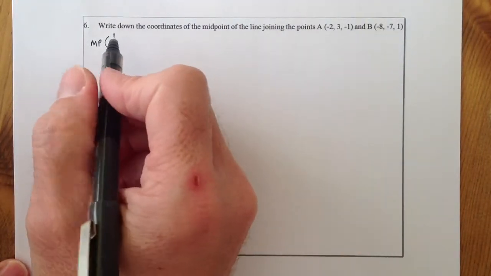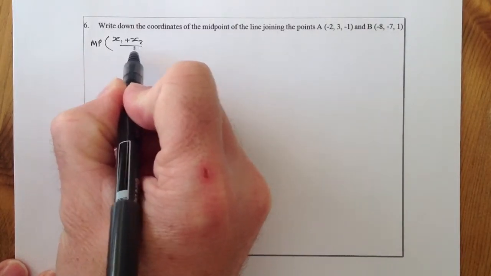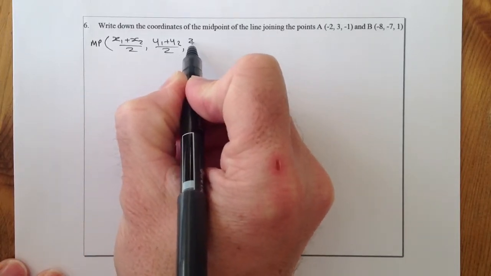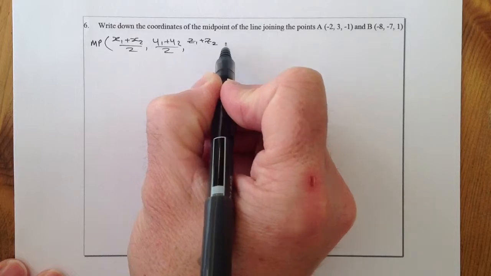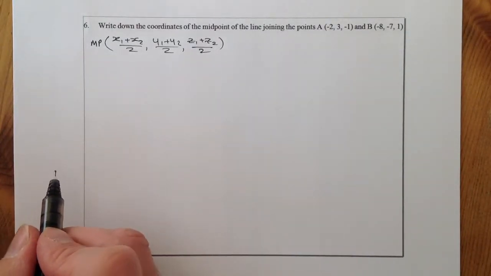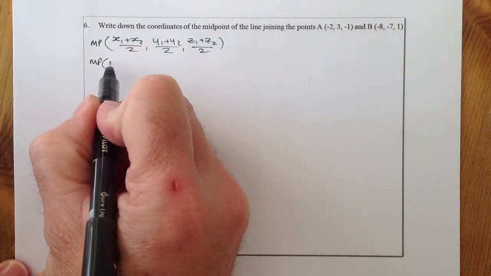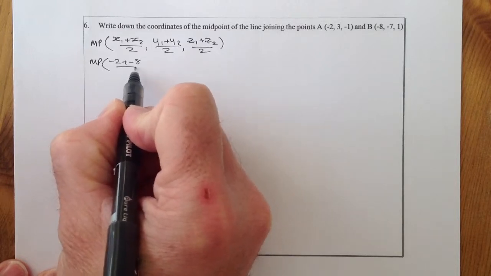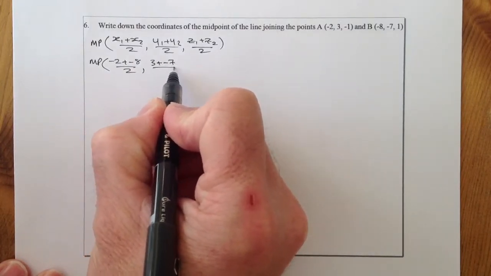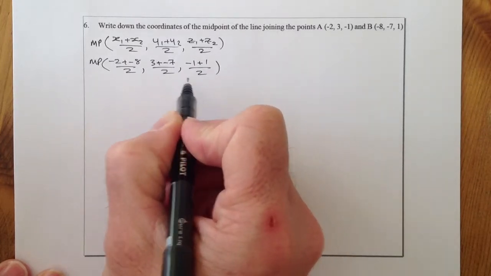So I'm going to add x1 plus x2, divide it by 2, y1 plus y2, divide it by 2, and z1 plus z2, and I'll just divide it by 2. So just taking the mean of the coordinates. So let's just put these in. So minus 2 plus minus 8 all over 2, and I've got 3 plus minus 7 all over 2, and I've got minus 1 plus 1 all over 2.